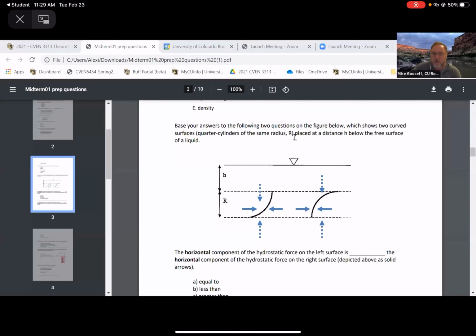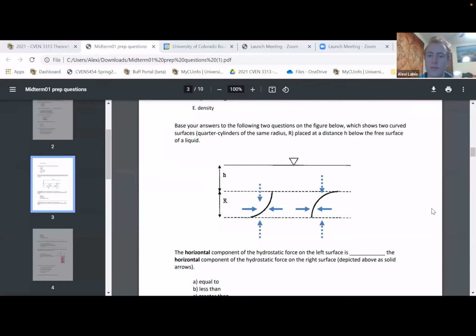the other thing to note is that in a bulk sense, these have to be hydrostatic, right? So the horizontal component of the hydrostatic force on the left surface is what compared to the horizontal component of the hydrostatic force on the right surface, depicted with these arrows. So, assuming that both of these have the same radius, right? There's no difference between these two radii. Is that right? I'm just reading the above. Yep, two curved surfaces. Yeah, same radius.